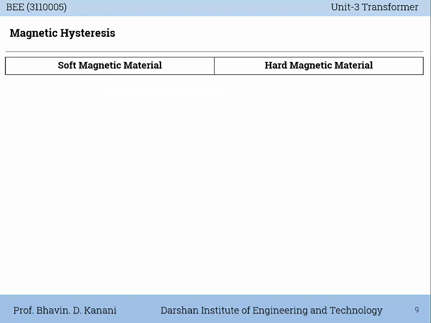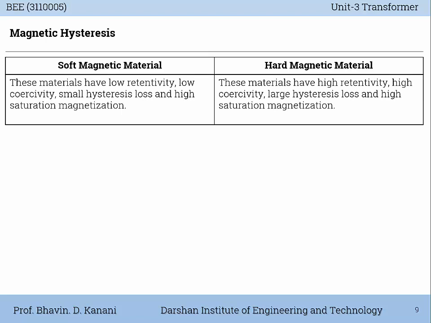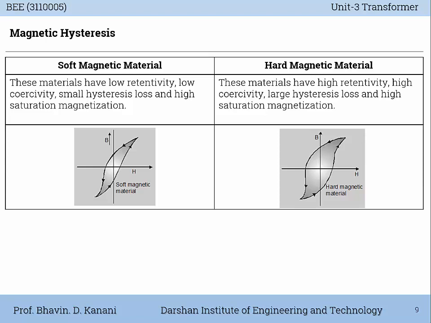Now a small comparison between soft magnetic material and hard magnetic material, because magnetic materials are also classified in these two ways. Soft magnetic materials have low retentivity, low coercivity, small hysteresis loss, and high saturation magnetization. Whereas hard magnetic materials have high retentivity, high coercivity, large hysteresis loop, and high saturation magnetization.